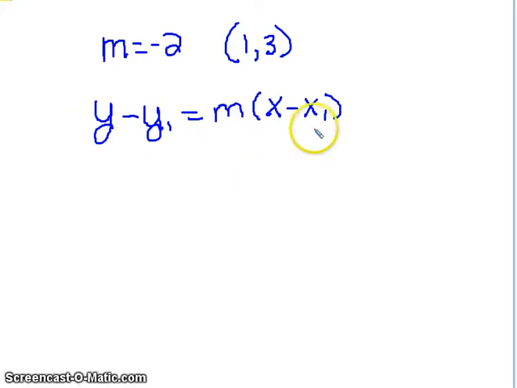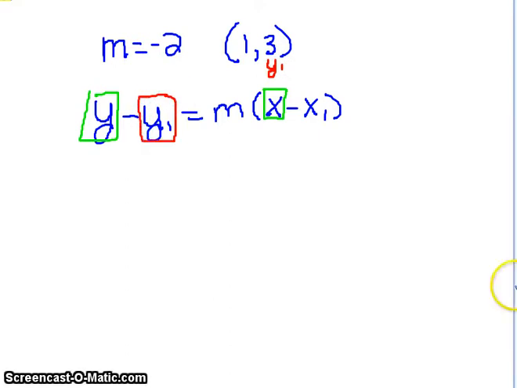Now, the way we use this particular formula is the y and the x, they just stay exactly as they are. We don't do anything to the y and the x. What we do is plug in, this is going to be my y1, so we're going to plug in our 3 right here.